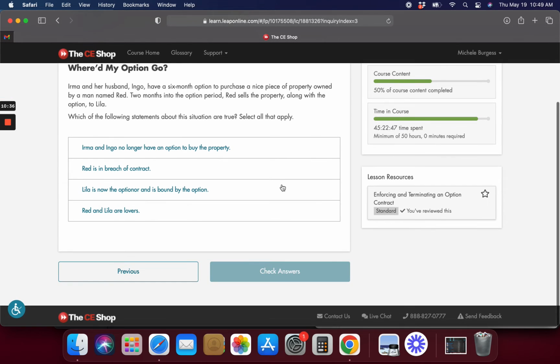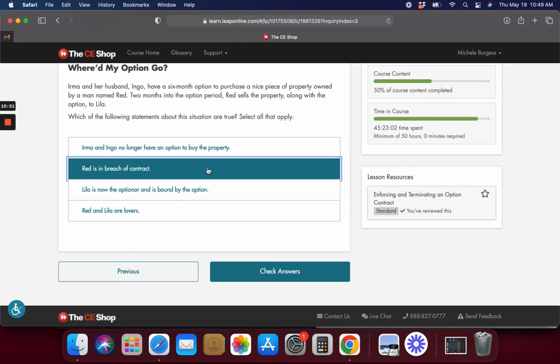Where'd my option go? Which of the following statements about the situation are true? Irma and her husband have a 6-month option to purchase a nice piece of property owned by Red. 2 months into the option, Red sells the property along with the option. Red is in breach of contract. Leela is now the optionor and is bound by the option. Red sells the property along with the option to Leela.